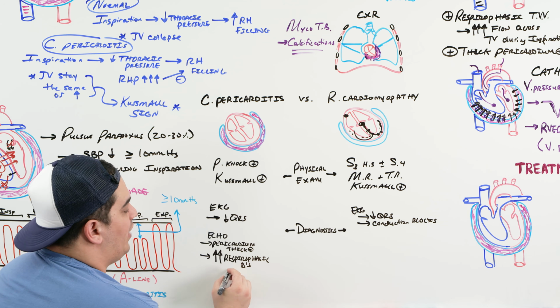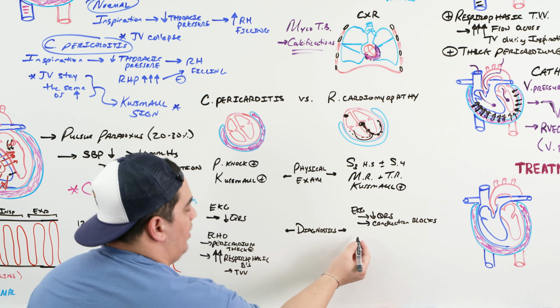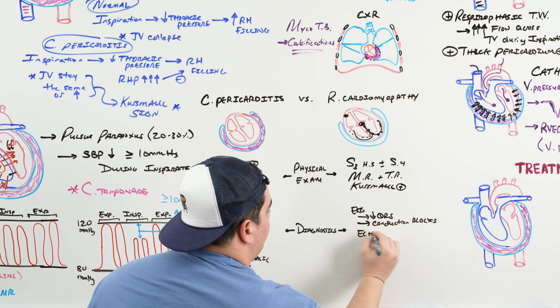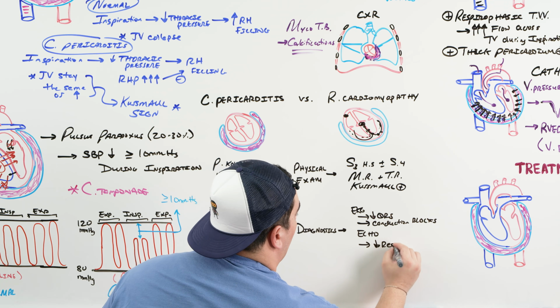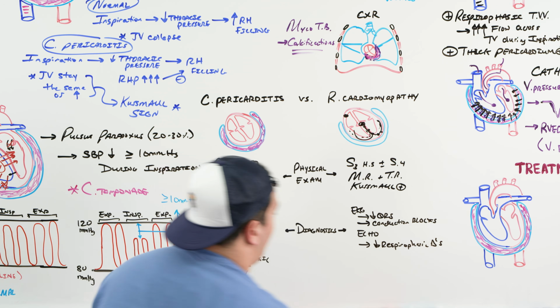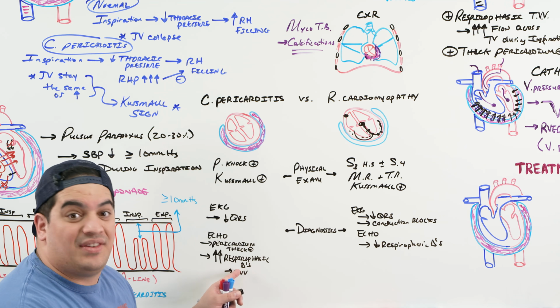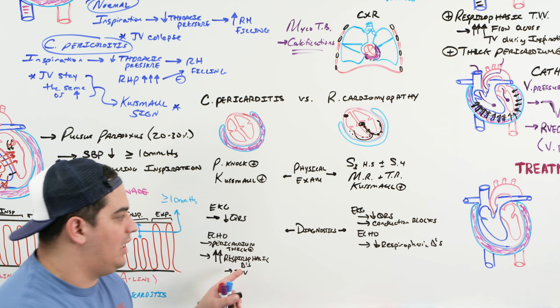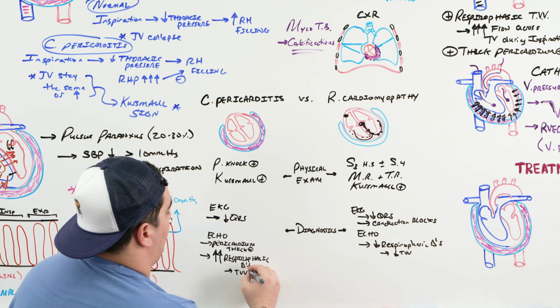Okay, and that was with the transvalvular velocity. This one, if you looked at their echo, they would have very minimal respirophasic changes. So they would not have much of a change in their transvalvular velocity. These ones would have significant change in their transvalvular velocity. This one would have very little change. This one would have a lot.